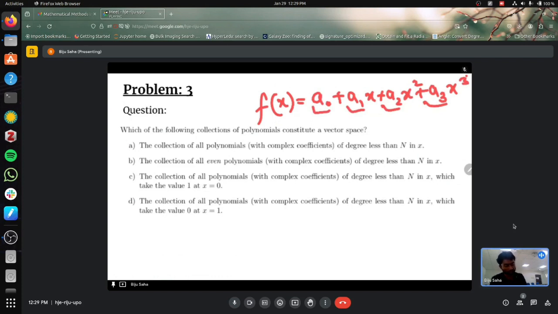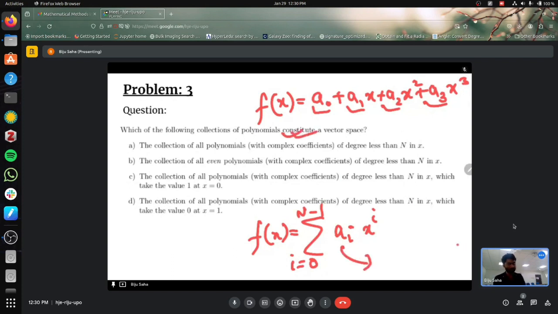It is said the polynomial of degree less than n. In a condensed form, I write it as a sum with i running from 0 to n minus 1. So that is a polynomial of degree less than n. We have to check whether the collection of these polynomials, with complex coefficients, forms a vector space or not. Again we have to check all the 4 properties and see whether they form a vector space or not.